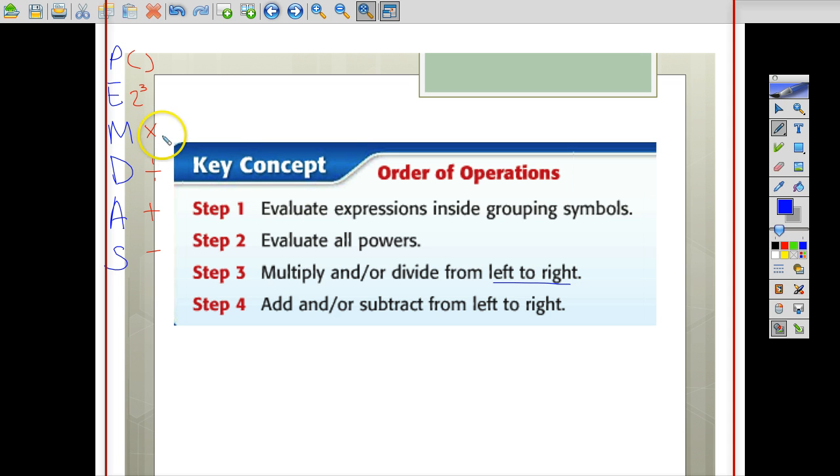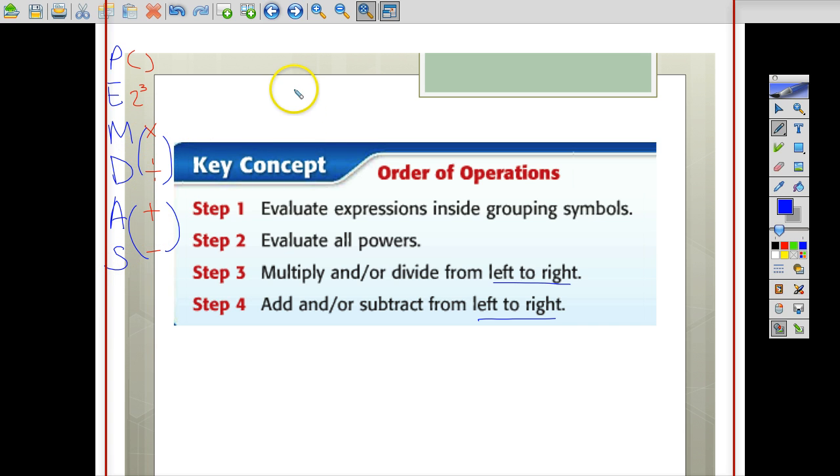Multiplication and division are kind of a pair, and addition and subtraction are kind of a pair. If it boils down to multiplying and dividing, you're not always going to multiply first, you're going to actually do it from left to right. Same thing for adding and subtracting, you're going to go from left to right.